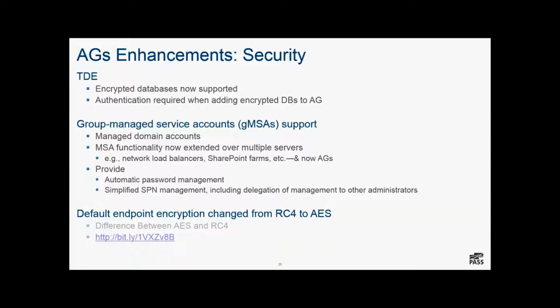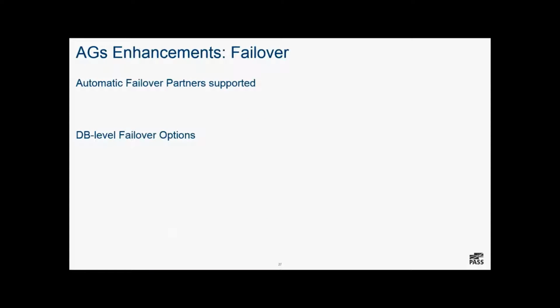And we have a more secure endpoint encryption. The differences between AES, which is the current security implementation, versus RC4, which is the former implementation, can be found here. Pretty interesting article and pretty consumable even for those of us who may not be security geeks. Again, overall, 3 very nice improvements in terms of security for AGs in 2016.